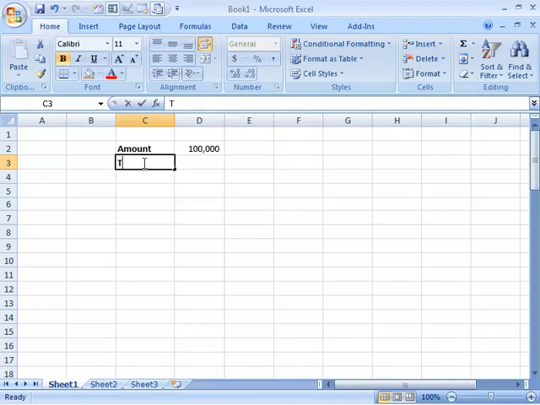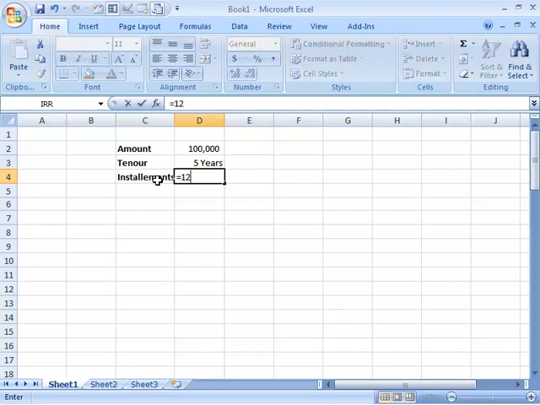So tenor is 5 years, but the number of installments is equal to 60, since 12 into 5 is 60, since you are paying it as monthly installments.